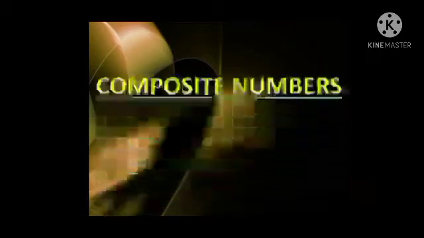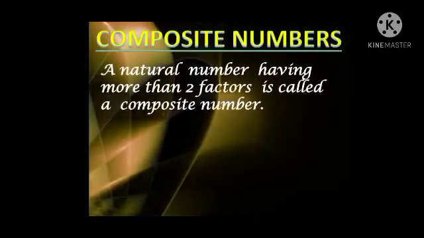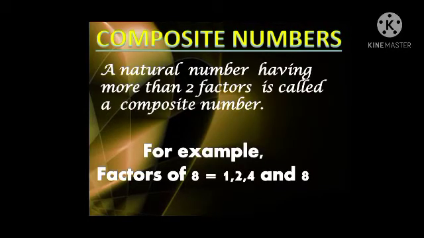Now let's see what is meant by composite number. A natural number having more than two factors is called a composite number. Students, recall what is meant by prime number. A natural number greater than 1 having only two factors, namely 1 and the number itself, is called a prime number. But a natural number having more than two factors is called a composite number. For example, the factors of 8 are 1, 2, 4 and 8. It has more than two factors. So, the number 8 is called a composite number.